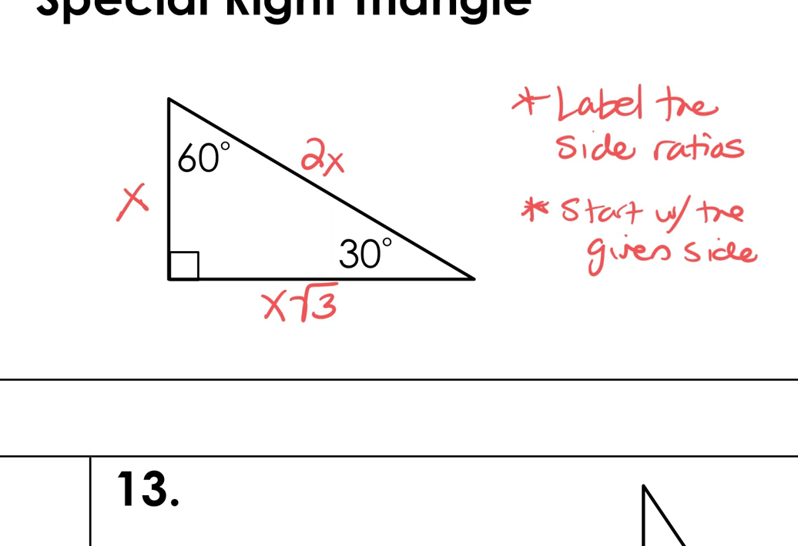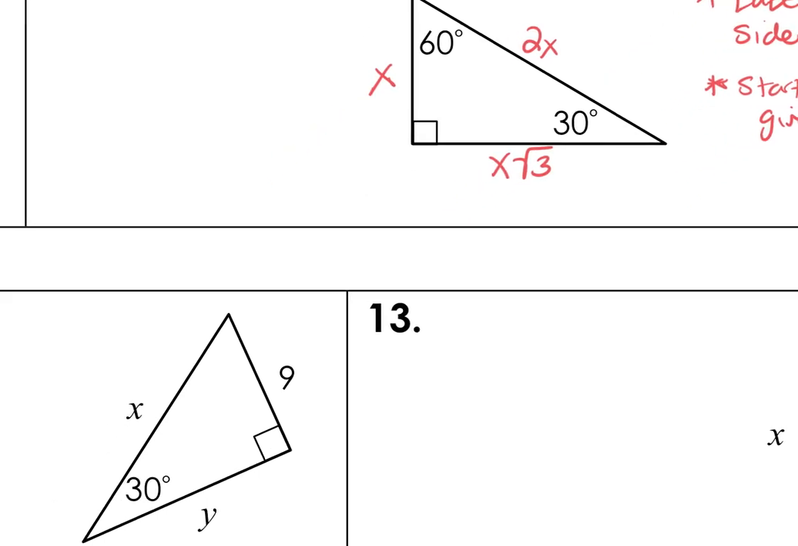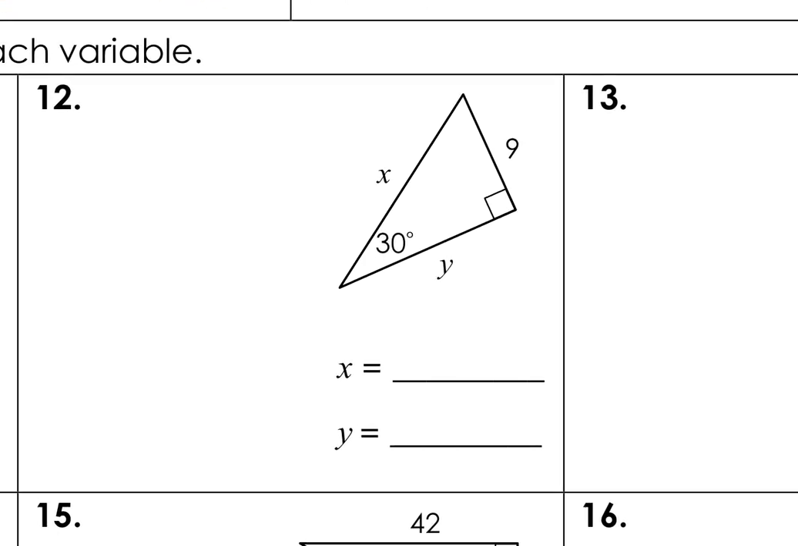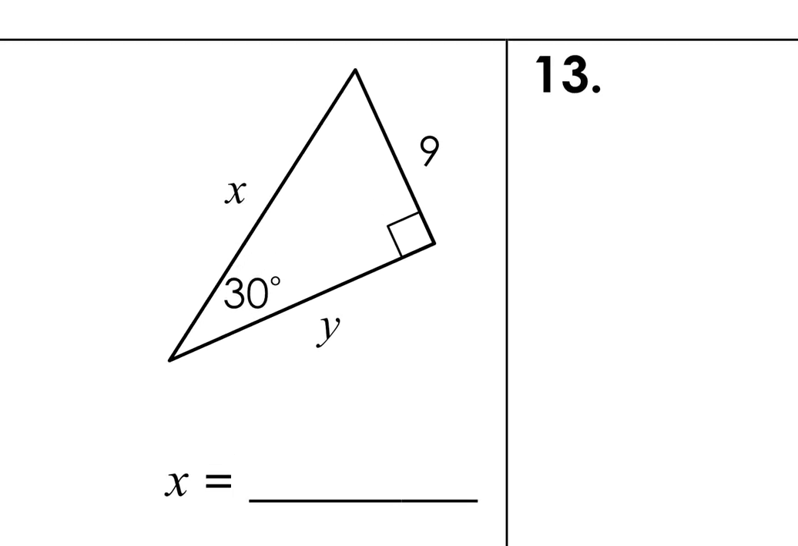And so let's take a look at number 12. That's going to be my 30, 60, 90. I'm going to begin by writing in those ratios. So there's 30, 60, 90. Opposite the 30 is x. My hypotenuse is 2x. The side opposite the 60, my long leg, is x square root of 3.